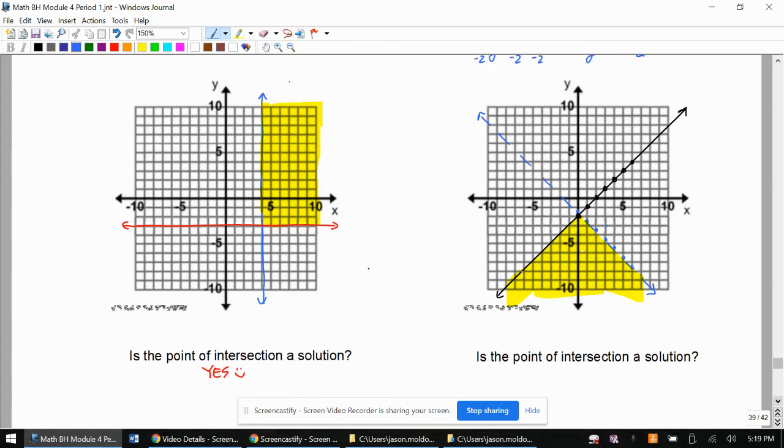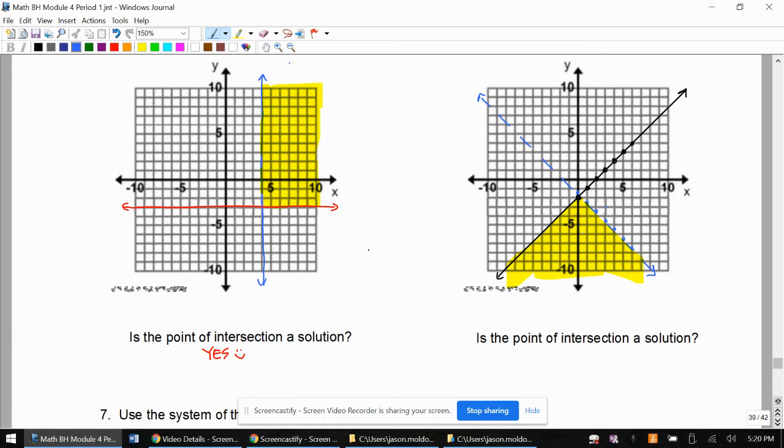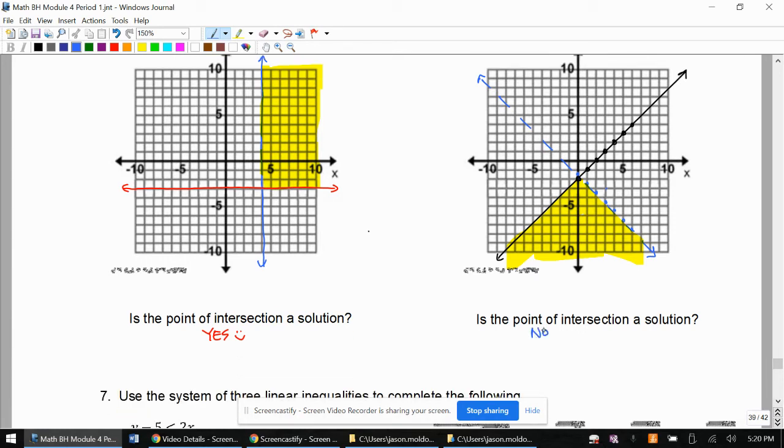So we can pick things on the black boundary line as long as they're touching the yellow feasible region. We cannot pick things on the blue dashed boundary line, and that means that we also can't include the point of intersection because both boundary lines need to be solid.